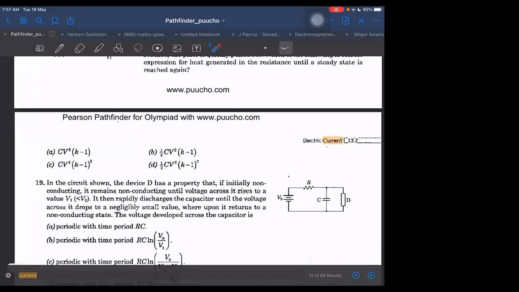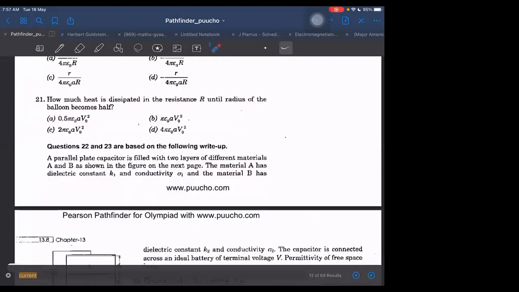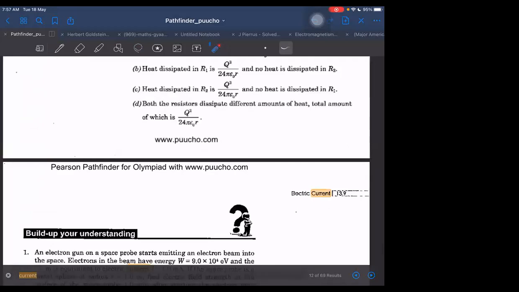Capacitors are not in for this week. These we don't have to do. Then we have to do another question.